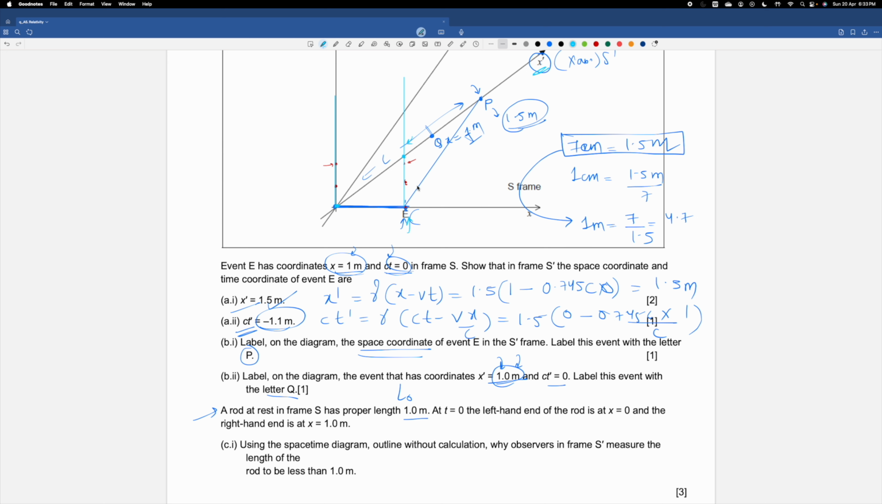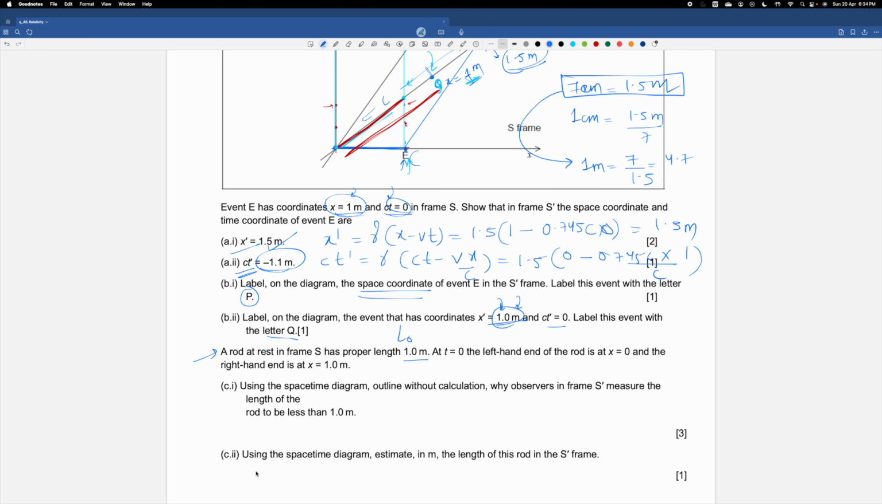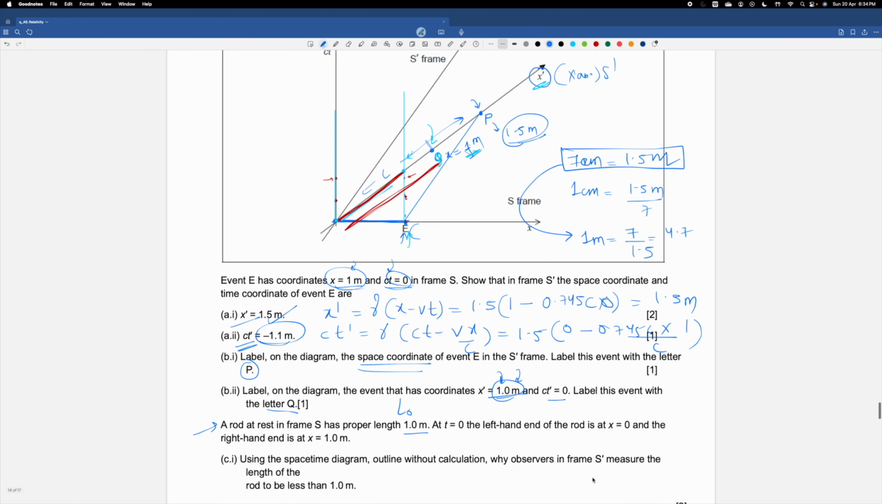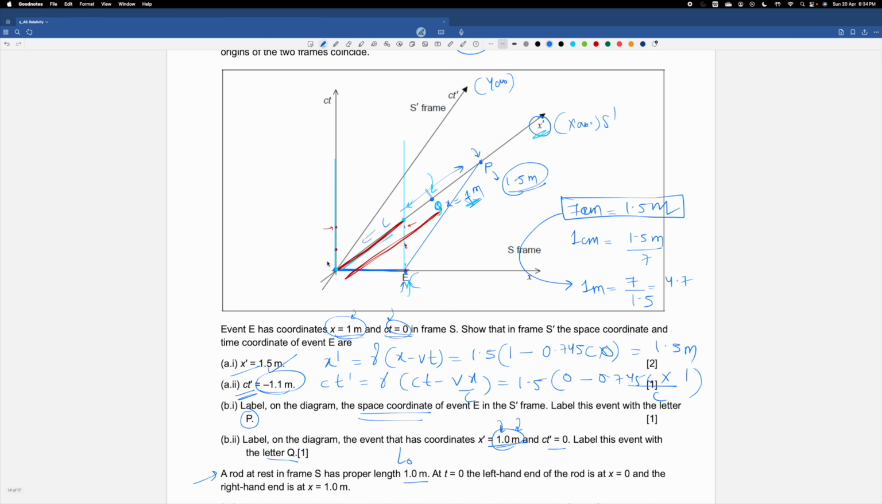Now, as you can see, the 1 meter as per the x prime length is at Q, but the end of the rod is shorter than the 1 meter. And therefore, from the space-time diagram, we can say that yes, the length of the rod is shorter than 1 meter. Next question. Using the space-time diagram, estimate the length of the rod in S prime frame. So you have to just find this length. Let me label this as AB.